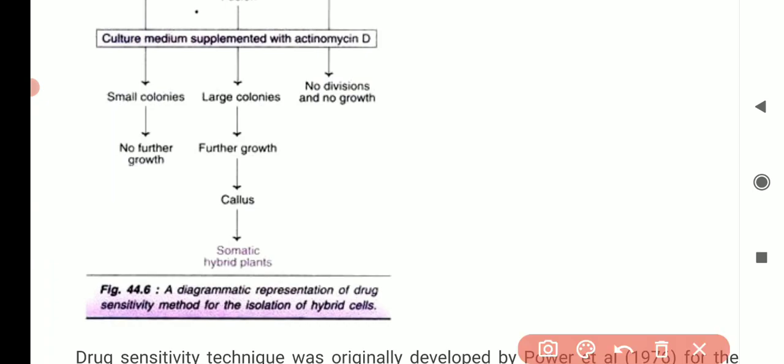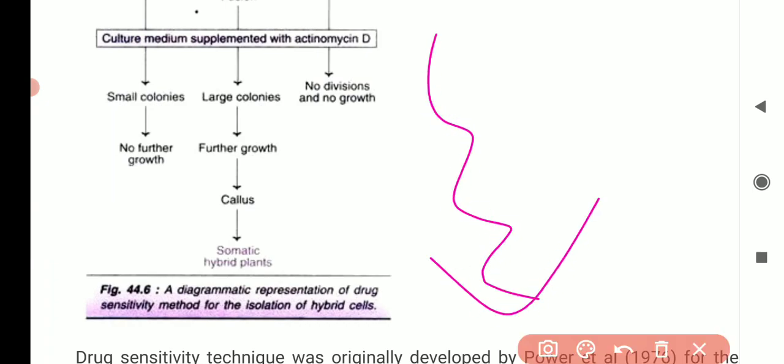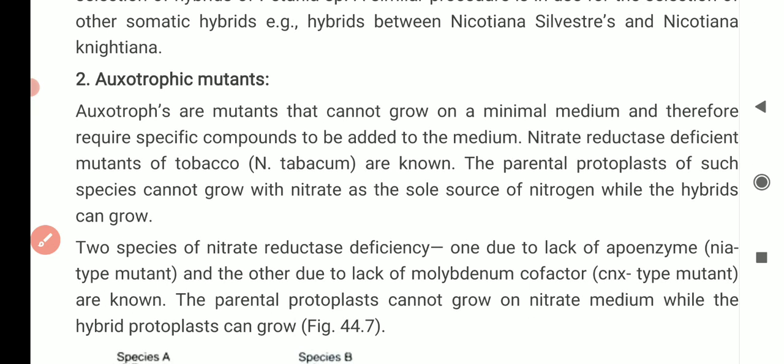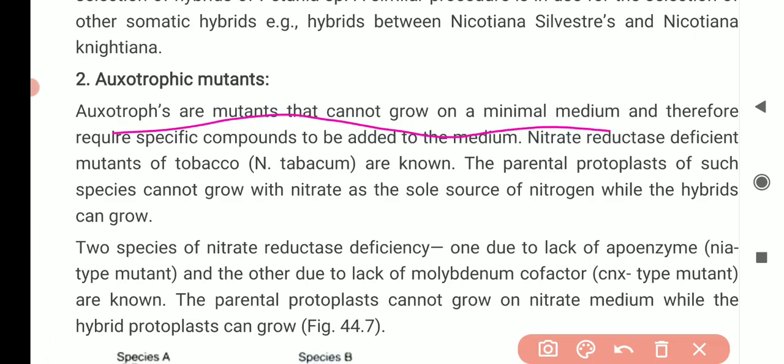So this one is just an explanation of what I drew in a simple way. Then looking at the next step, which is auxotrophic mutants. Auxotrophs are mutants which cannot grow on a minimal medium, and therefore they require specific compounds to be added to the medium. Means these are not like normal plants that you just give food, sugar, and they can grow. This one, they need something extra.